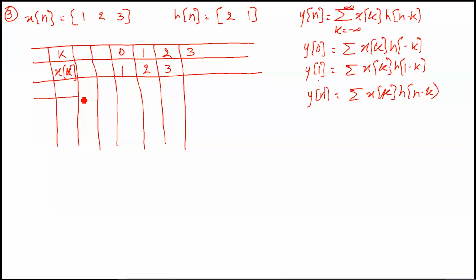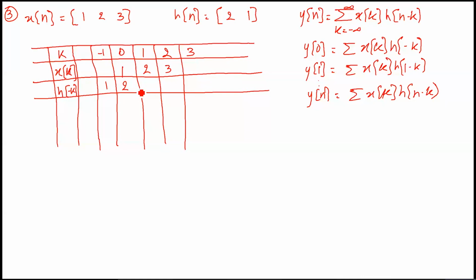Now let's just continue writing, and let's just write h of minus k. H of k would have been 2 and 1, and h of minus k would be this thing flipped. So if this thing is flipped, 2 remains the same place and this will be at 1. This is h of minus k.